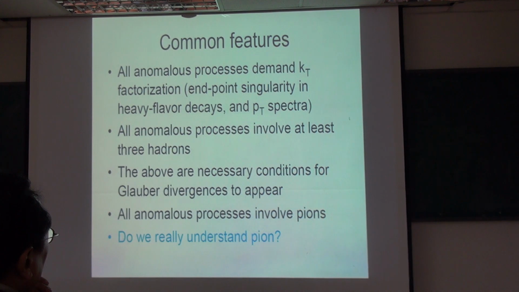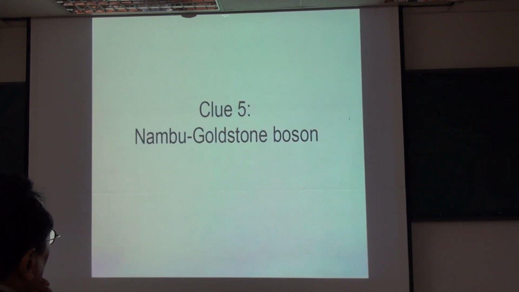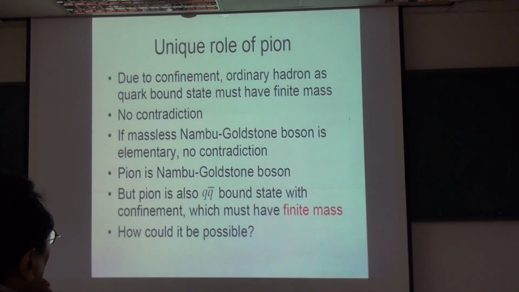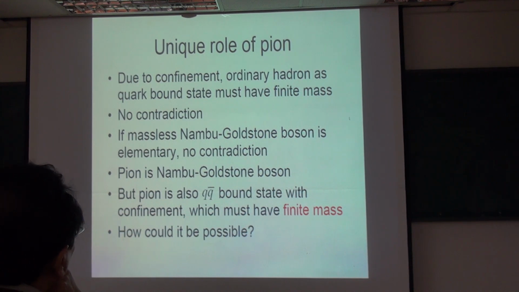So I try to lead you to this kind of observation, okay? We need the global Coulombs. All anomalous processes involve pions. So do we really understand the pion? The pion is very strange, because the pion is a Nambu-Goldstone boson. Okay, so here we have known the common feature of all these anomalies. In fact, there are more pion-involved anomalies. Here I just show you four, but in fact, there are more. So the pion is really, really strange.